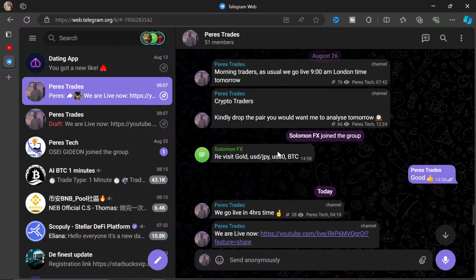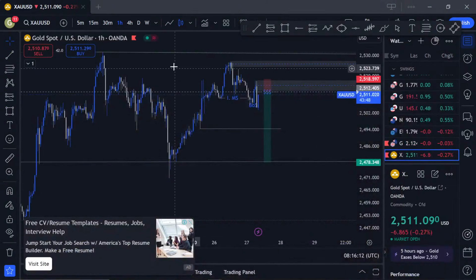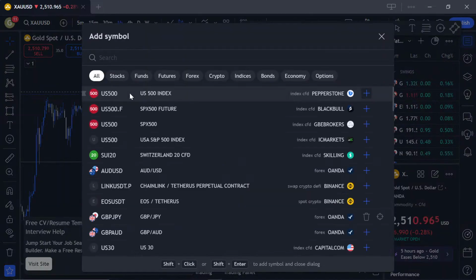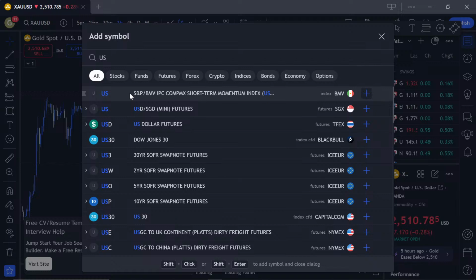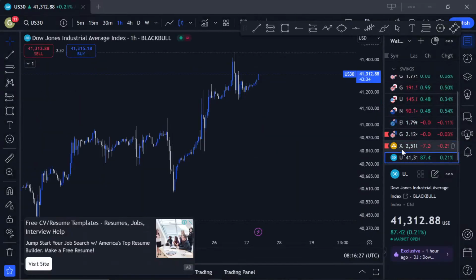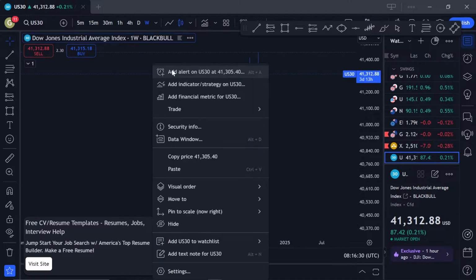and that pair was US30. So now let me look into it. US30, I'm not sure I have it here. Let me just add it up here. US30 Dow Jones, yeah. Let me just pull it up here. So here is US30. As usual, I'm going to look at my weekly time frame first.